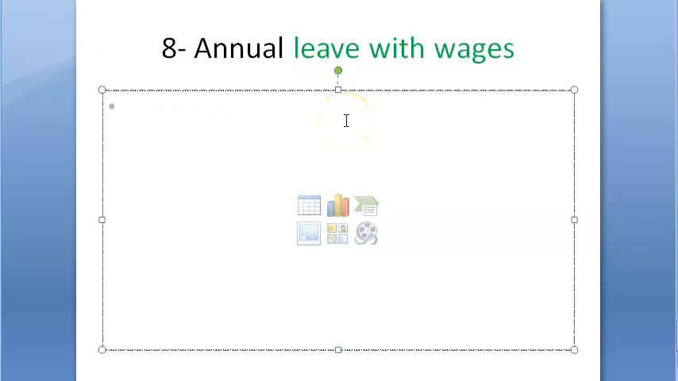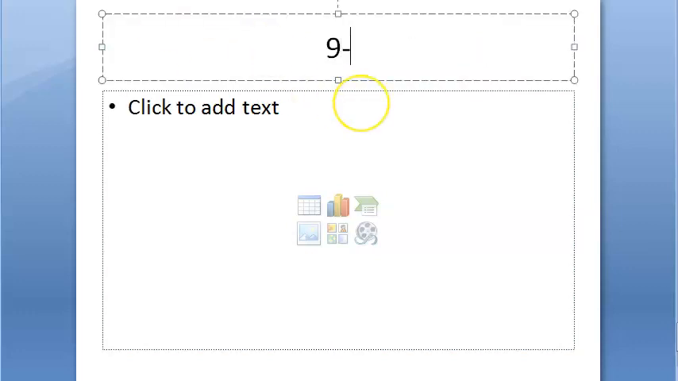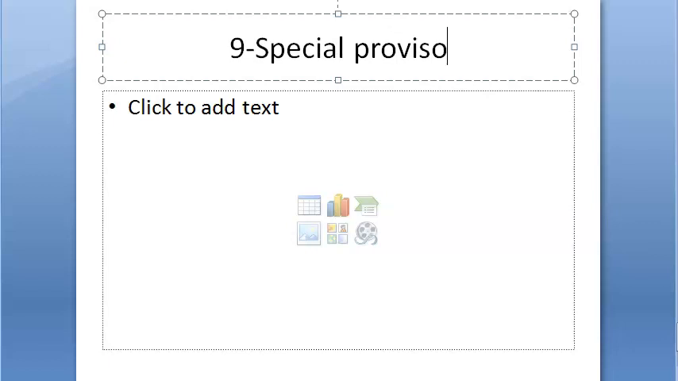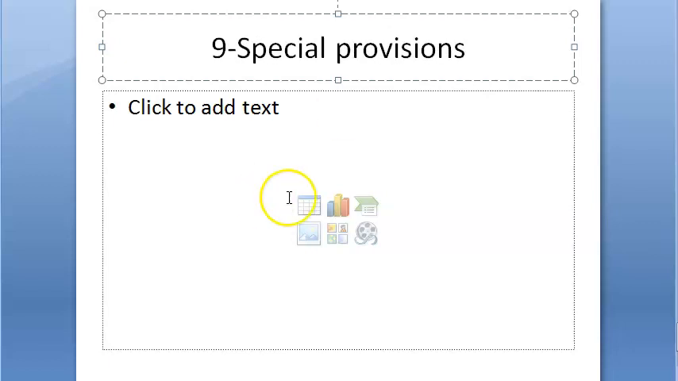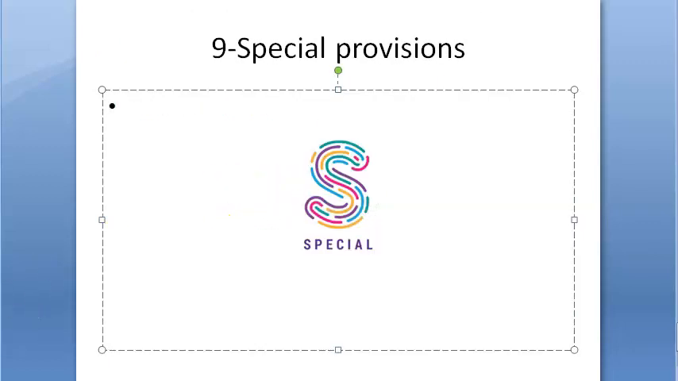But all that is only if you have accumulated the leave and you are given permission to take that. Next, the 9th chapter. Hope this is also a happy chapter. This is something special. The 9th one is special provisions. Let us look at the special provisions.